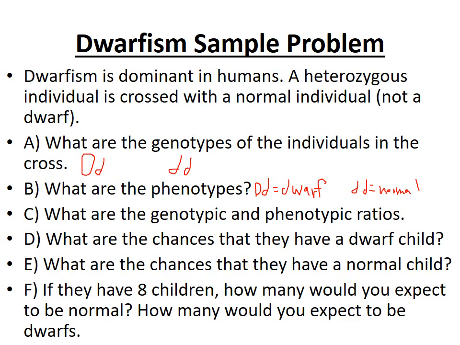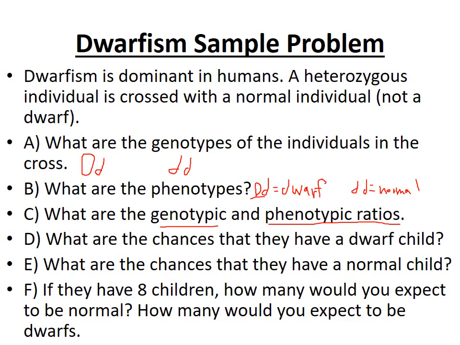What are the genotypic and phenotypic ratios? So if we cross these individuals, what will their genotypic and phenotypic ratios be? Then we're asking you, what are the chances of having a dwarf child? What are the chances that they have a normal child? And if they have 8 children, how many would you expect to be normal? How many would you expect to be dwarfs? So we'll do a Punnett square to solve this problem. So we have big D little d with little d little d.